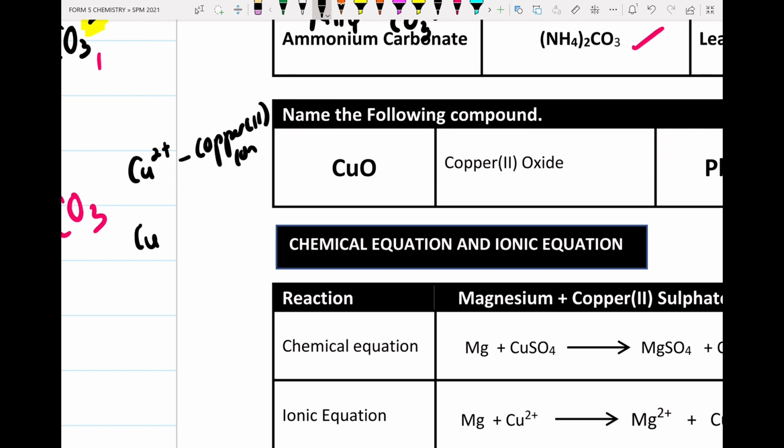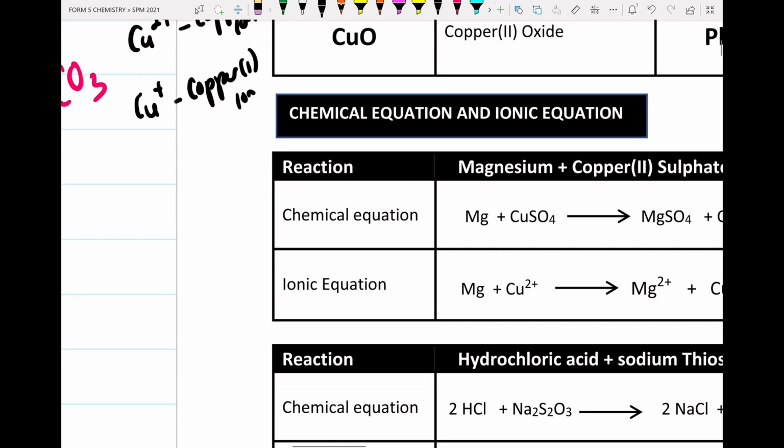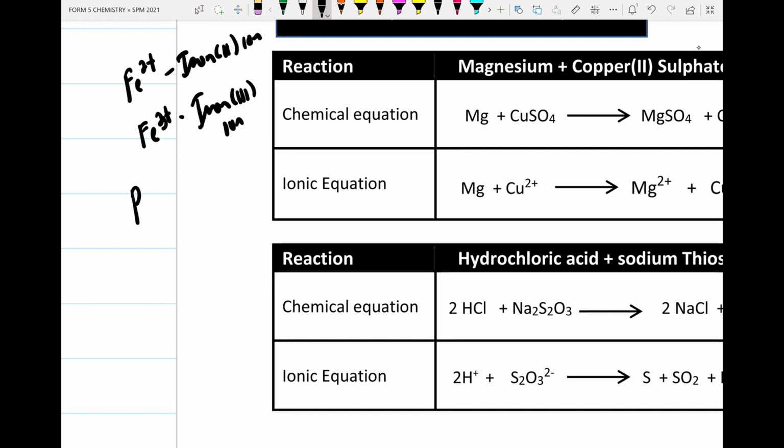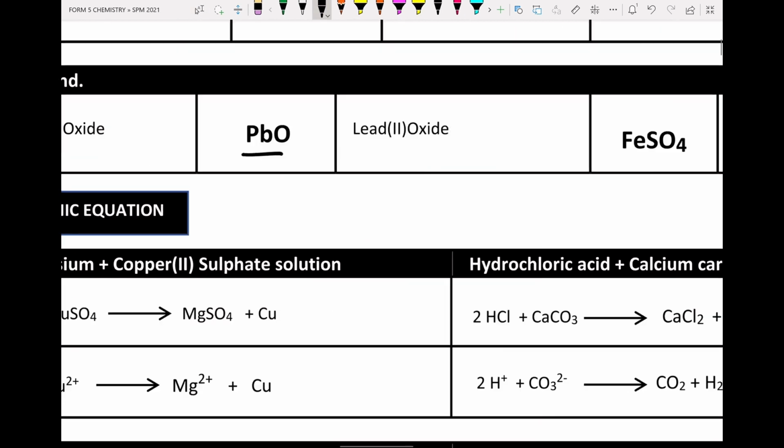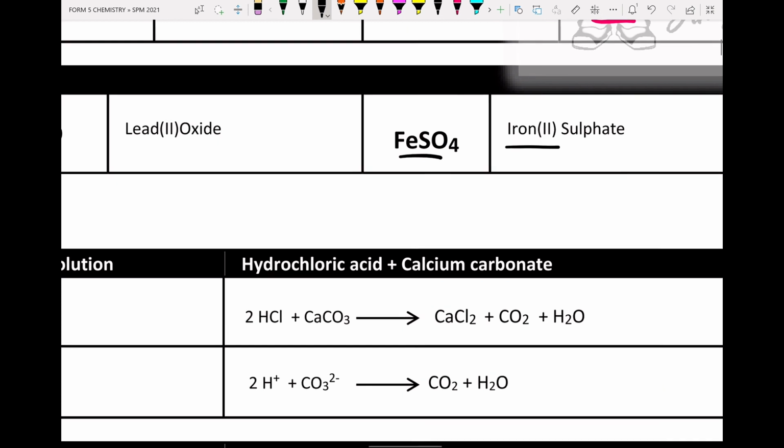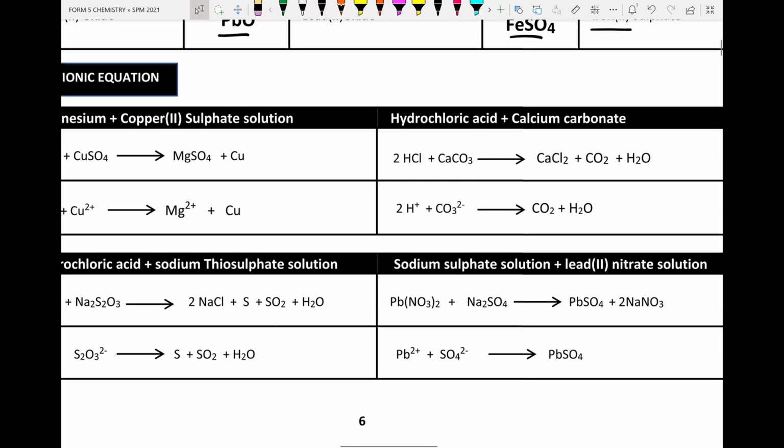Okay, Cu1 positive is known as copper 1 ion. All right, so next one, Fe2 positive is known as iron 2 ion. Fe3 positive is known as iron 3 ion. All right, so next one, we must remember the last one, this is known as lead 2 ion. All right, so when we get this type of compound, copper 2 oxide, lead 2 oxide, iron 2 sulfate is a green color solution. All right, so we go for the next one.